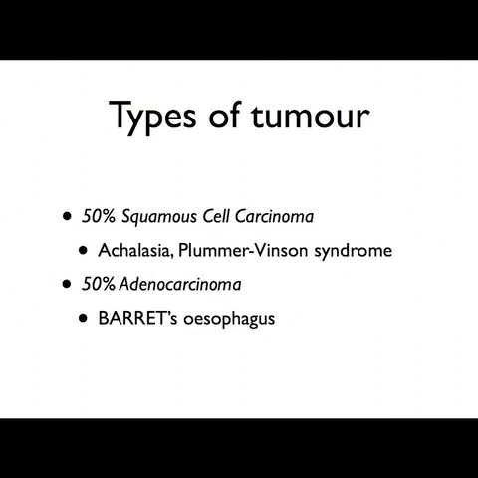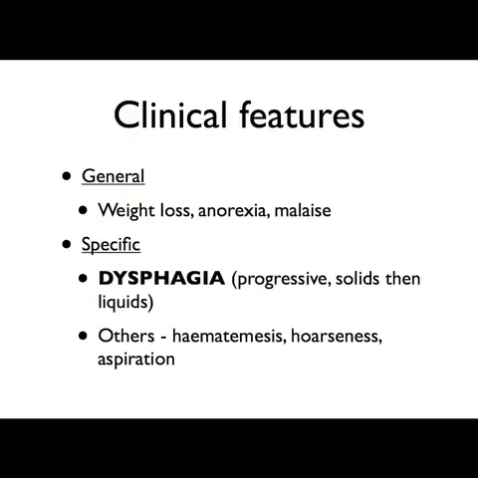Let's go on to talk about the clinical features. Once again, you've got a good way of dividing this up: general and specific. General features of malignancy, so weight loss, anorexia, malaise, possibly an anemia. And specific ones. What's the major specific one? Dysphagia, as we've already said.